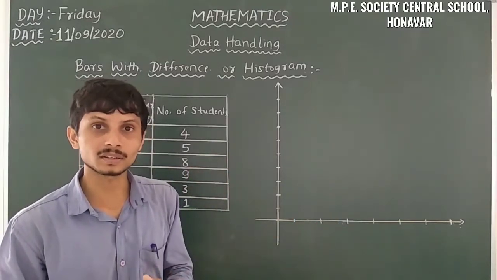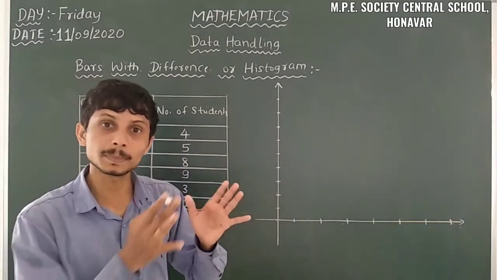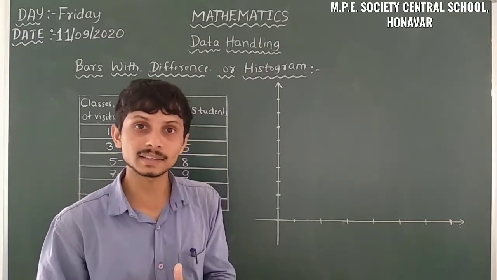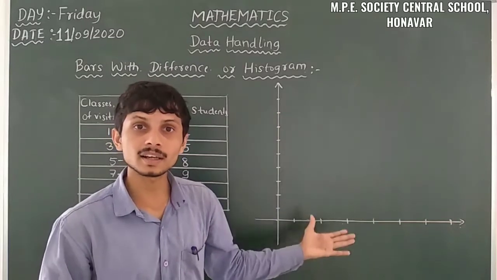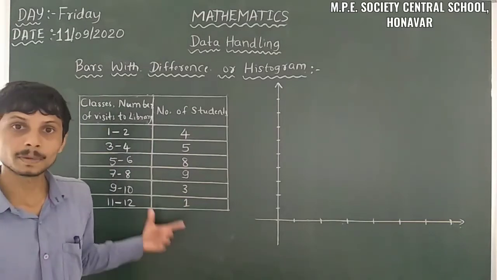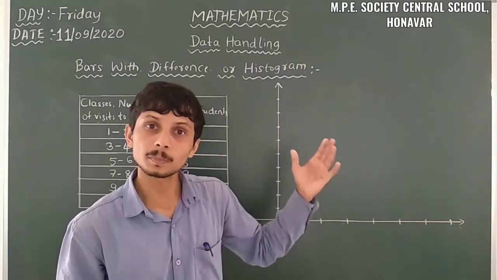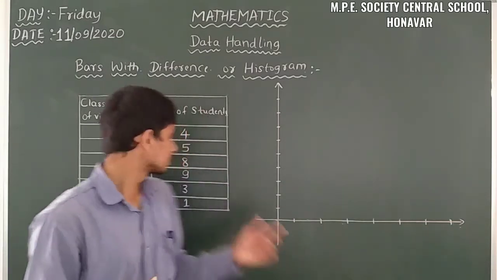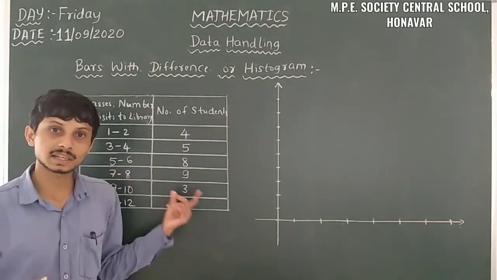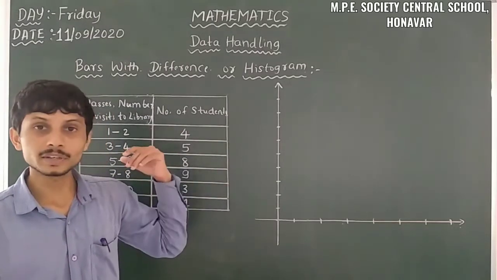We have to take all the data into the histogram because it's a pictorial, graphical representation. We can easily analyze the data from observation only. In a table we have to read, but with a graphical representation we need not read at all. By observation we can analyze that 7 to 8 students, that means 7th and 8th standard students, visited more. Likewise we have to take.